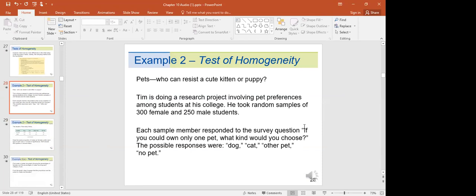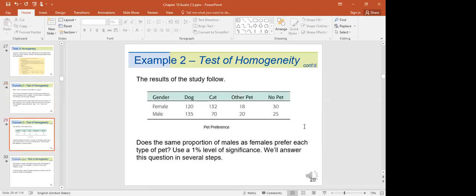Tim is doing a research project involving pet preferences among students at his college. He took random samples of 300 females and 250 male students. Each sample member responded to the survey question, if you could own only one pet, what kind would you choose? The possible responses were dog, cat, other pet, no pet. And we have the sample here.